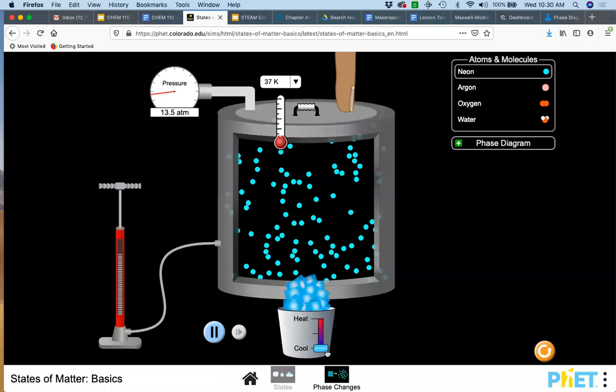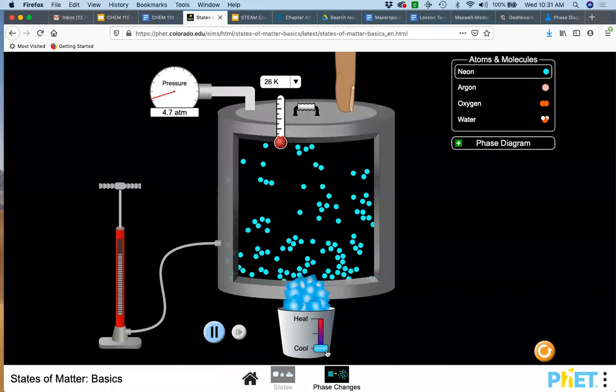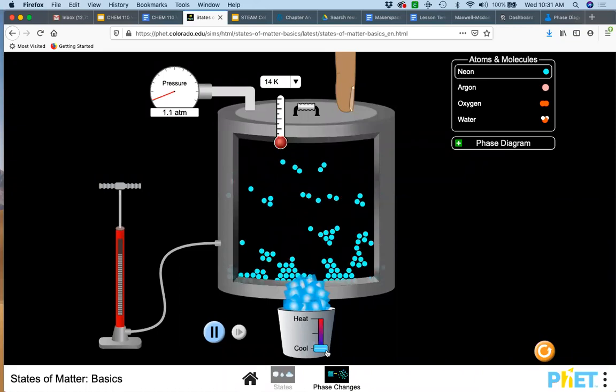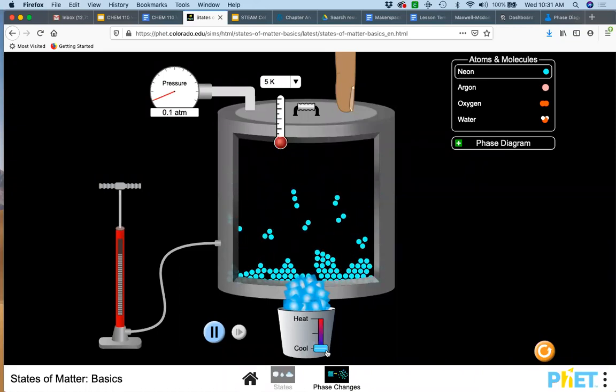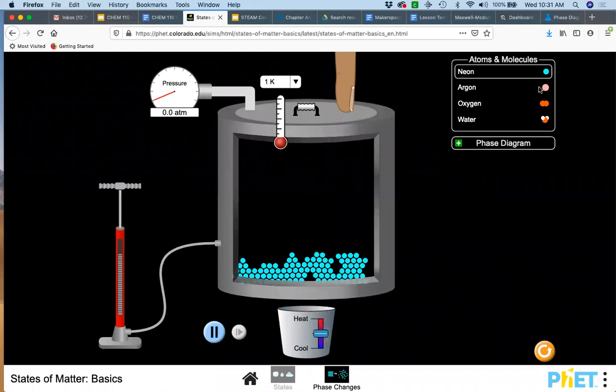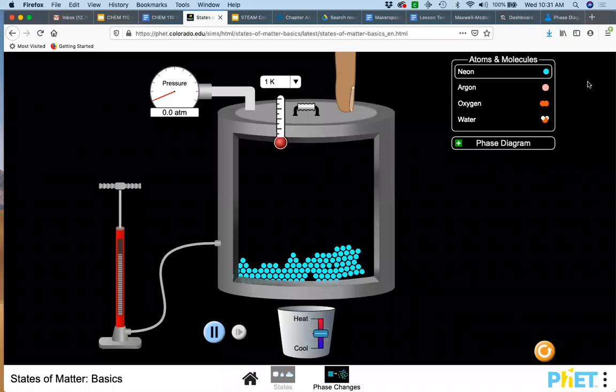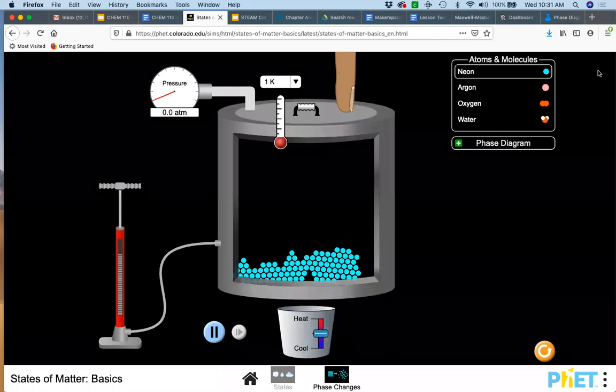Notice what's happening to the pressure. My pressure is dropping. And eventually, if I cool it sufficiently, it will become what? Yep, they'll essentially cool to the point where it becomes a liquid. Those intermolecular forces between molecules are in play, right? And they can change phases.